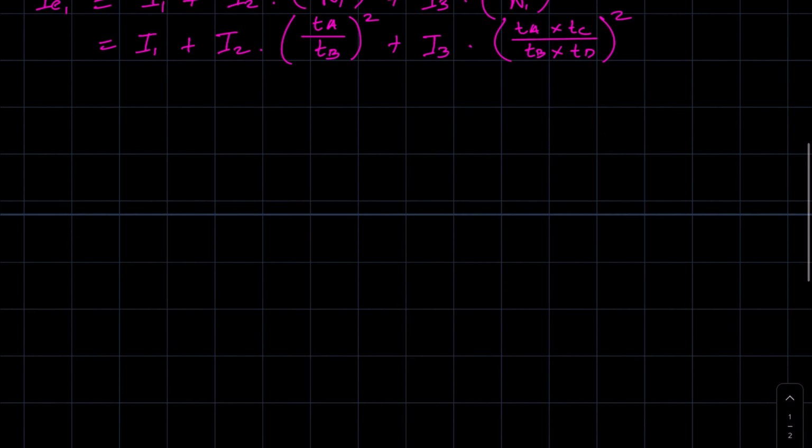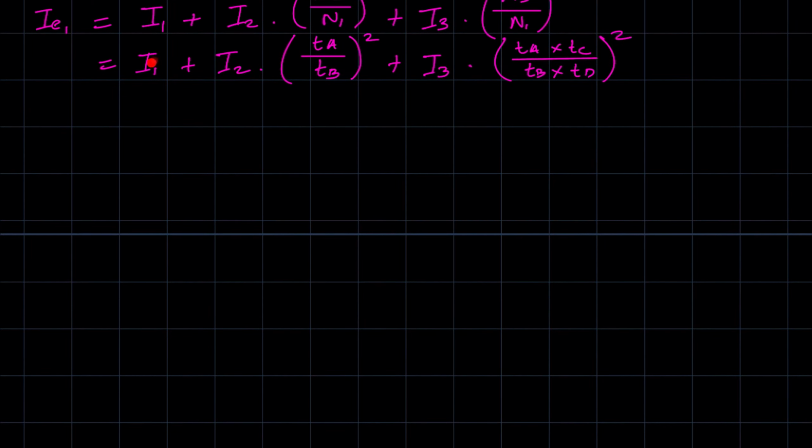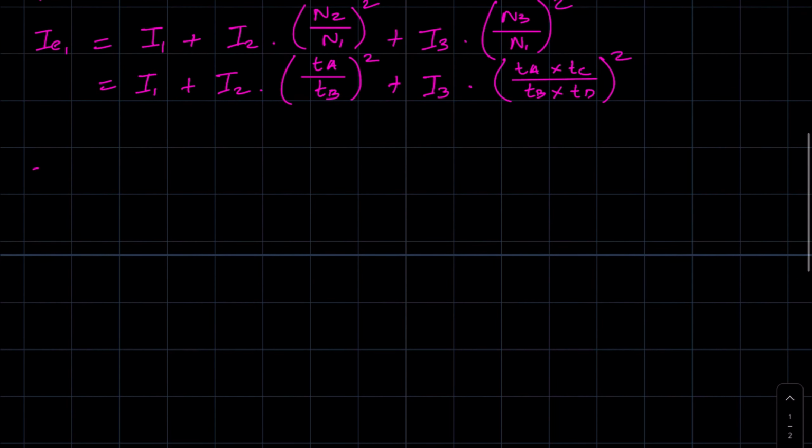So in calculating the equivalent moment of inertia, we need I1, I2, and I3, right? So let's first calculate those. Calculating I1: I1 would be equal to the moment of inertia of the flywheel plus the moment of inertia of gear A, right?